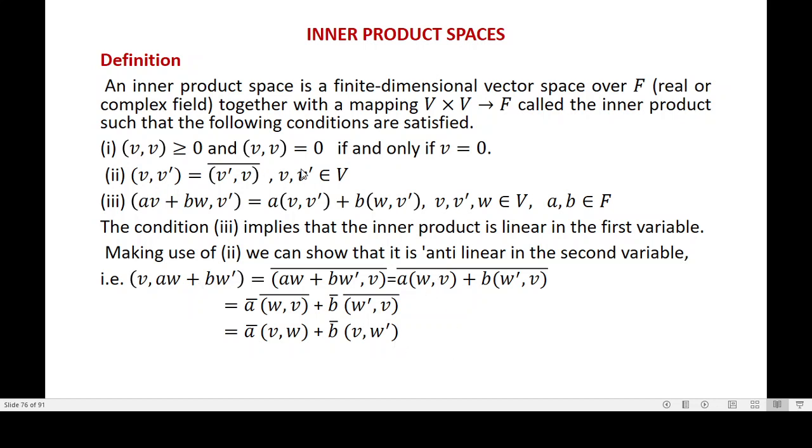I hope it is clear. See, inner product of av plus bw comma v dash is a into inner product of v dash plus b into inner product of w comma v dash. So if we have inner product of v comma aw plus bw dash, this is equal to a bar into inner product of v with w plus b bar into inner product of v with w dash. Okay, I hope the definition is clear.